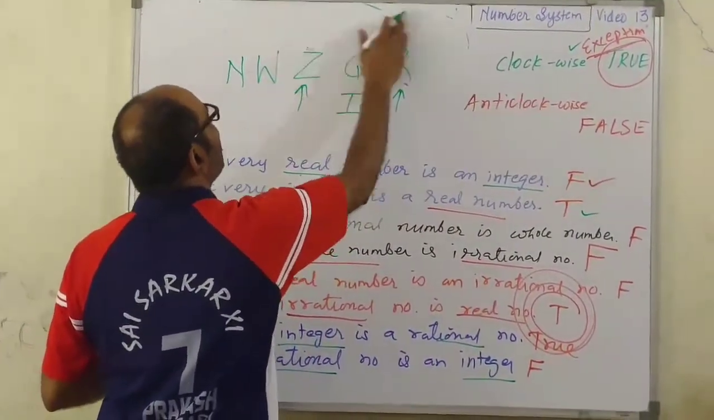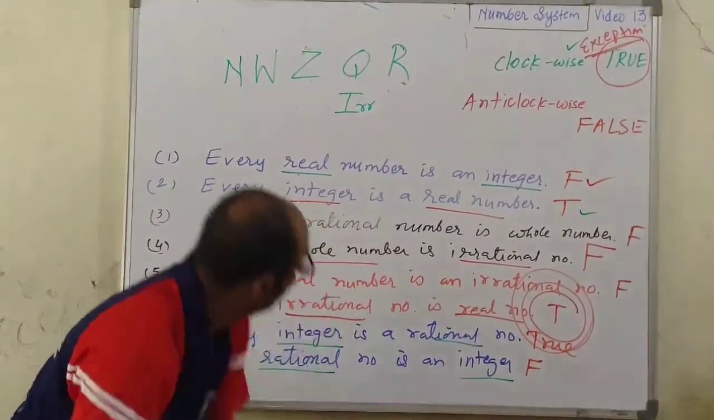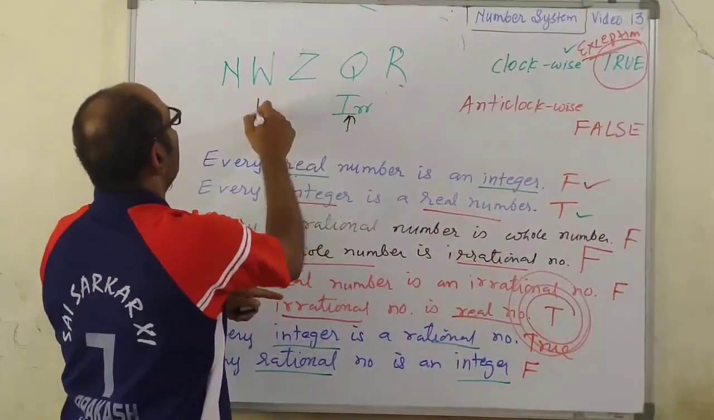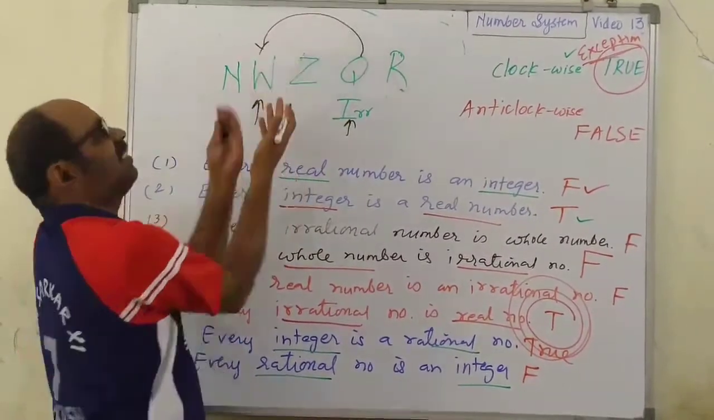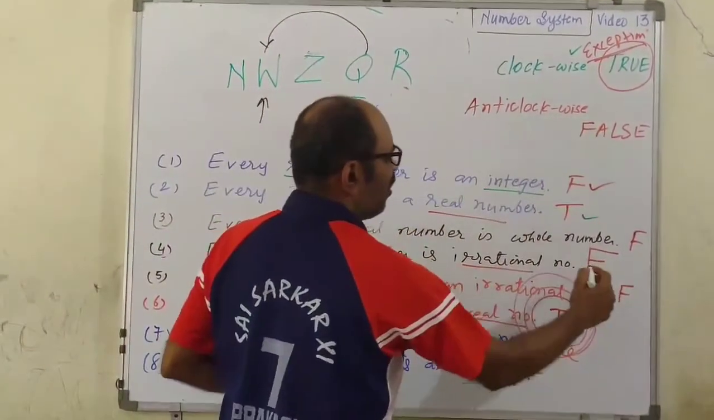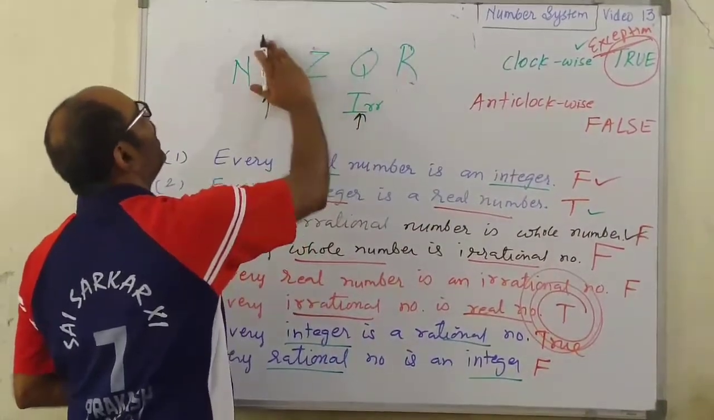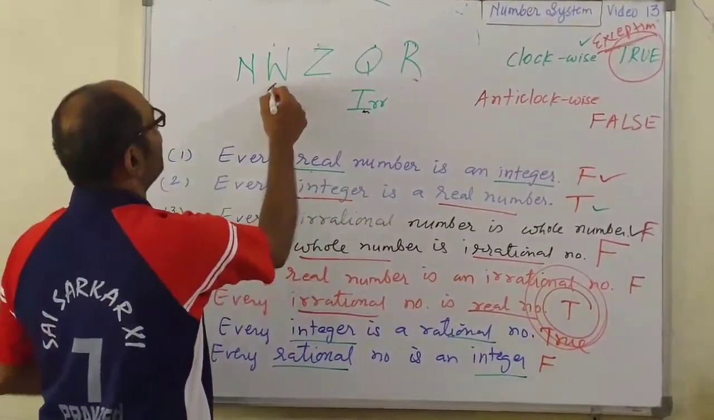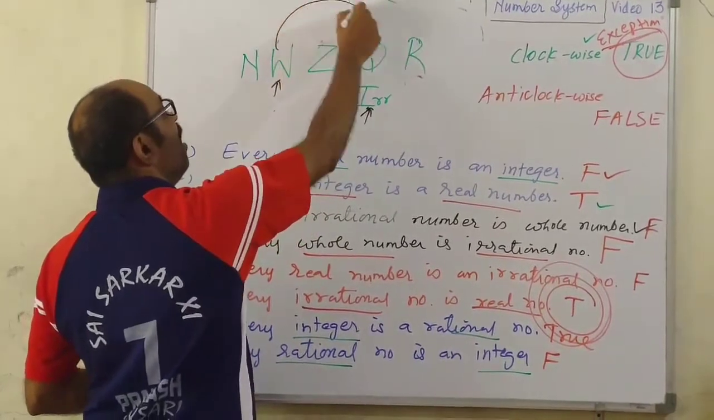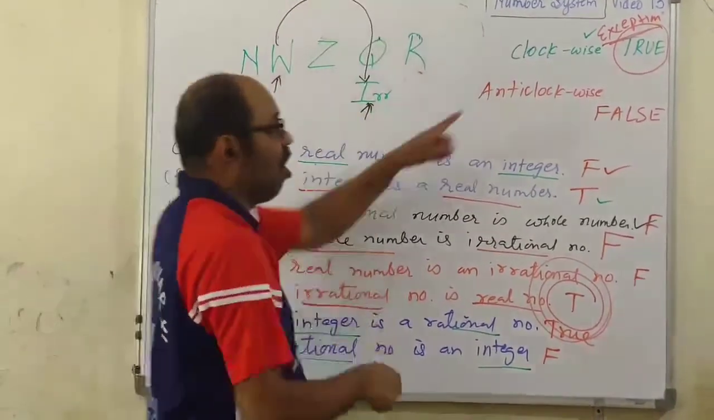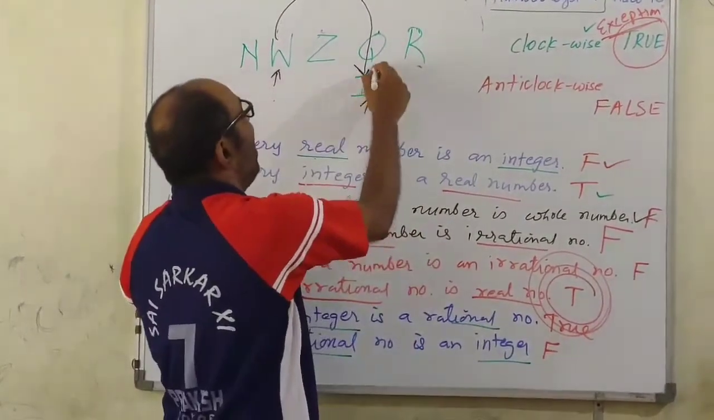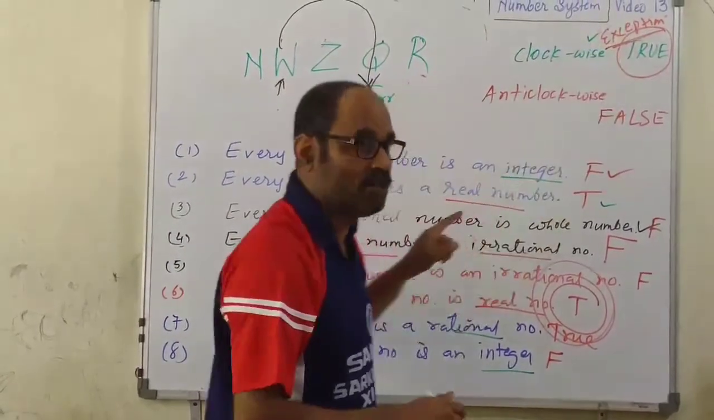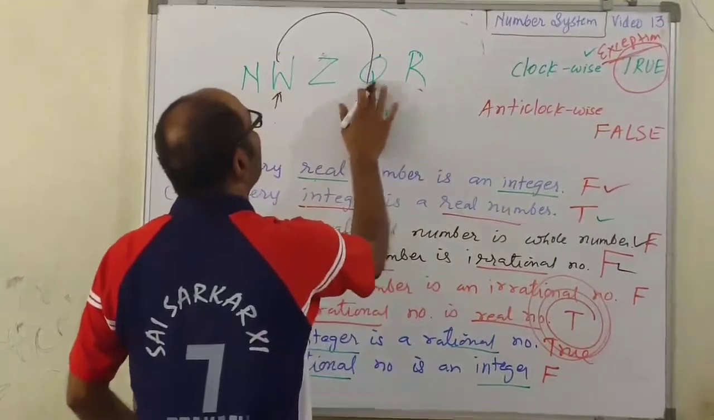All right. Let's see the next statement now. Every irrational is a whole number. Here is irrational, here is whole number. Anyway it is anti-clockwise, so the statement is false. Got it? Next. Every whole number is irrational. Whole number is here and irrational is here. This is clockwise. But where the arrow is, there is irrational. So this statement, though clockwise, is false because of that exception.